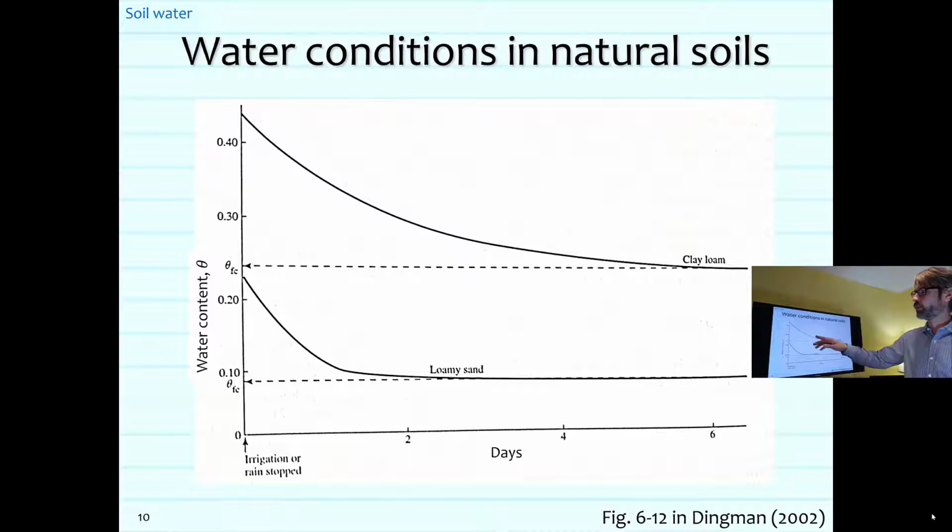Here's an example of what this drainage looks like. Here we have a loamy sand. You can see it drains much more quickly. Here's a clay loam. It drains more slowly. This value up here is the original water content, so it's fully saturated here, and then it drains down to the field capacity here. And similarly here for loamy sand, this is its field capacity around a water content of 0.1. And here you can see the number of days.